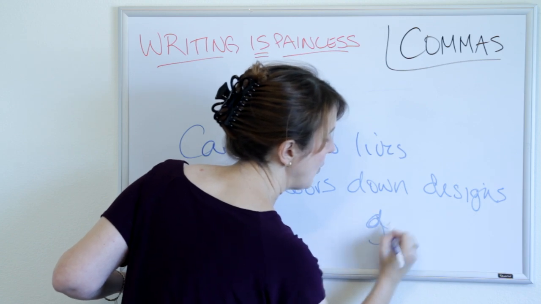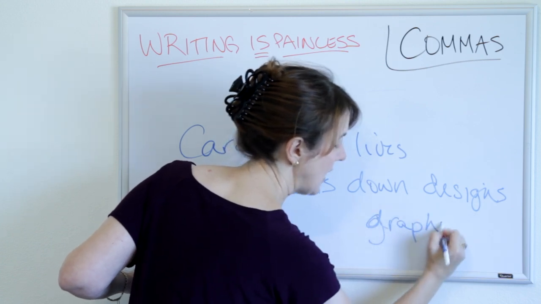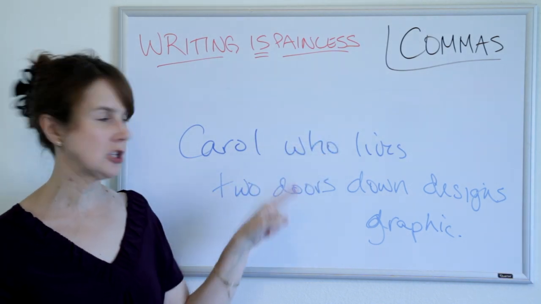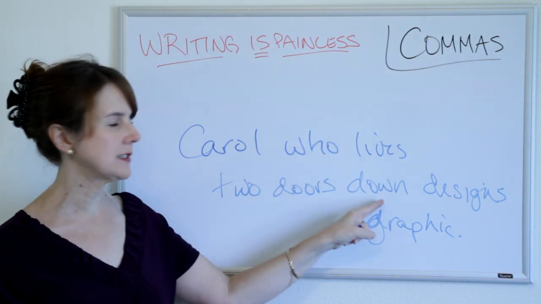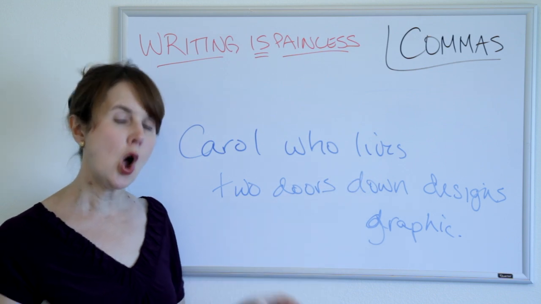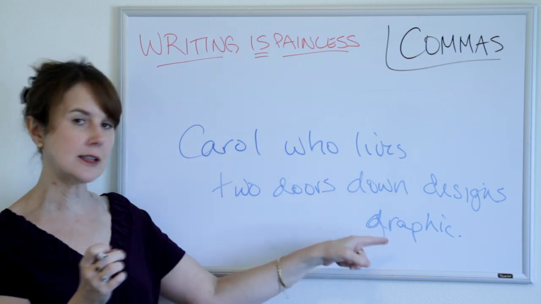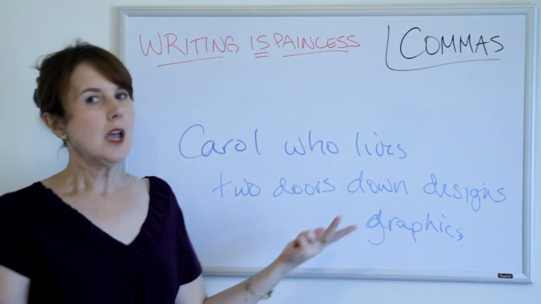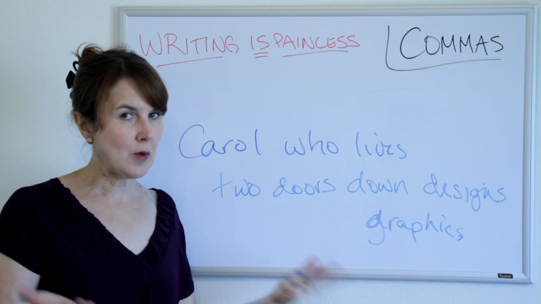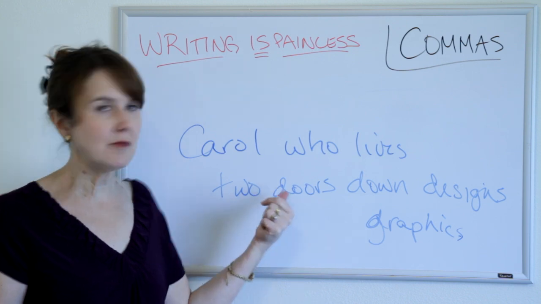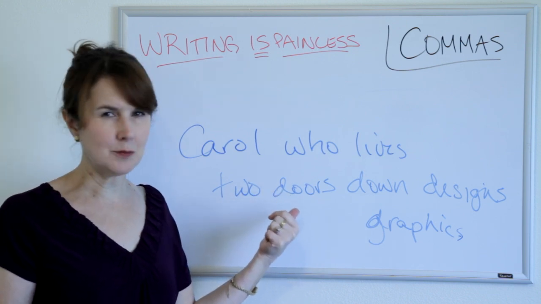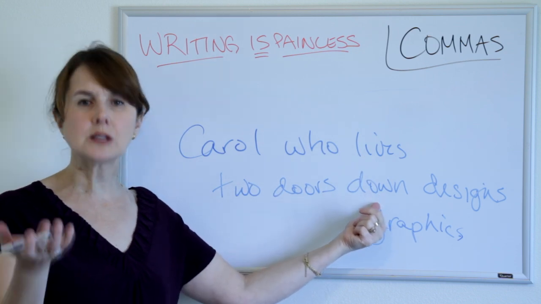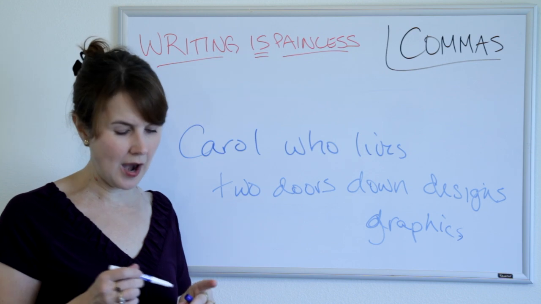In this case, what we need to decide as a writer is, is this essential information? Is this phrase, who lives 2 doors down, essential to the meaning of my sentence? Or if I took it out, Carol designs graphics, would my reader understand what I'm talking about? It's really your call to determine what is essential or not essential. I would argue that it's probably not as important for you to understand that she lives 2 doors down from me. What's important is that you know that she designs graphics.